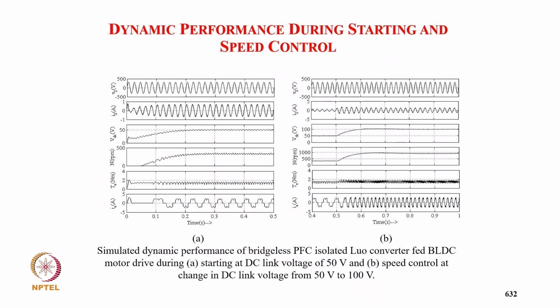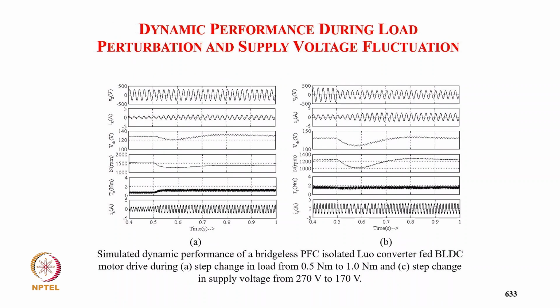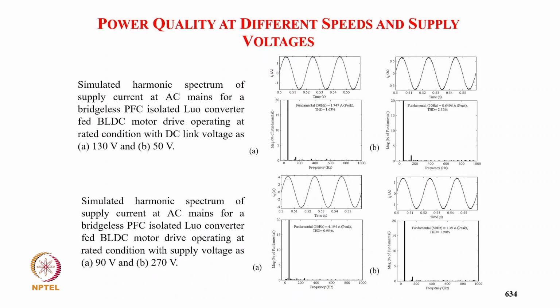The starting performance is at 50 volt, and the speed control is from 50 volt DC link to 100 volt DC link, but the supply current stays in phase with the supply voltage and sinusoidal. The load changes from 0.5 Newton meter to 1 Newton meter on the motor, and the supply voltage changes from 270 to 170 volt dynamically, but the supply current remains sinusoidal in phase with the supply voltage. The total harmonic distortion of the input supply current in different conditions will never go more than 3% in any case.